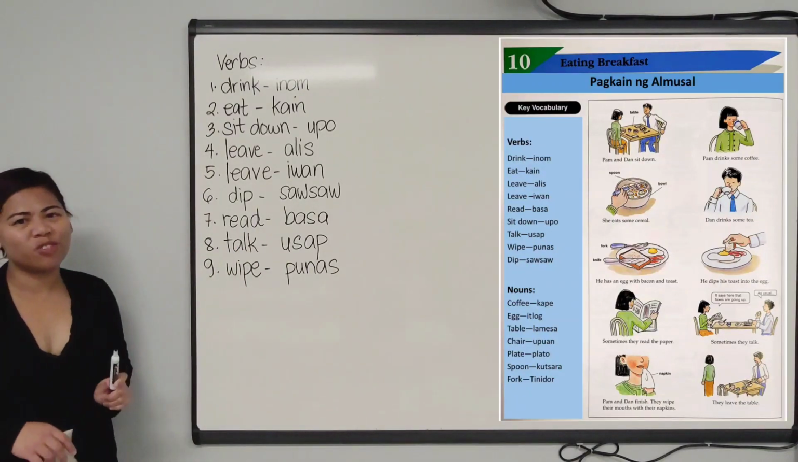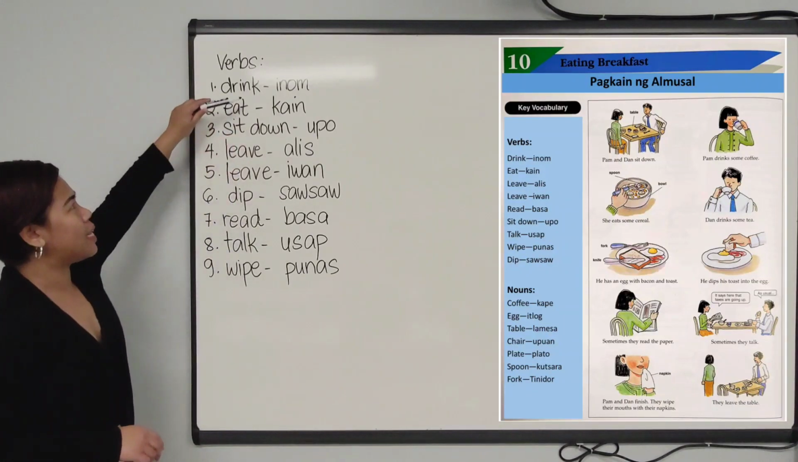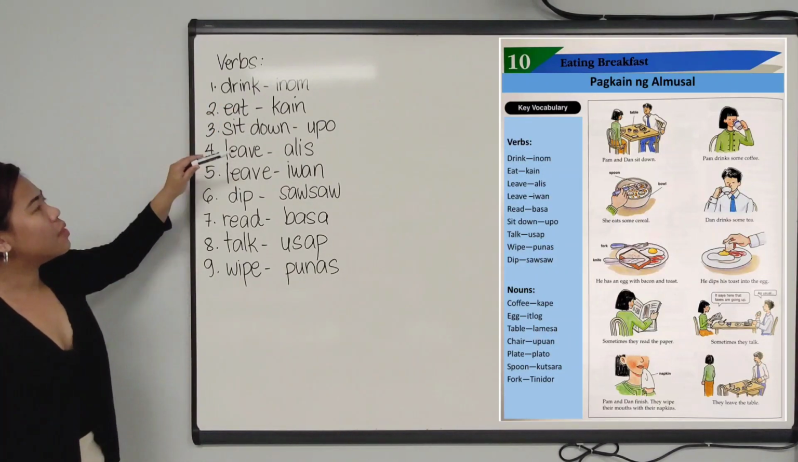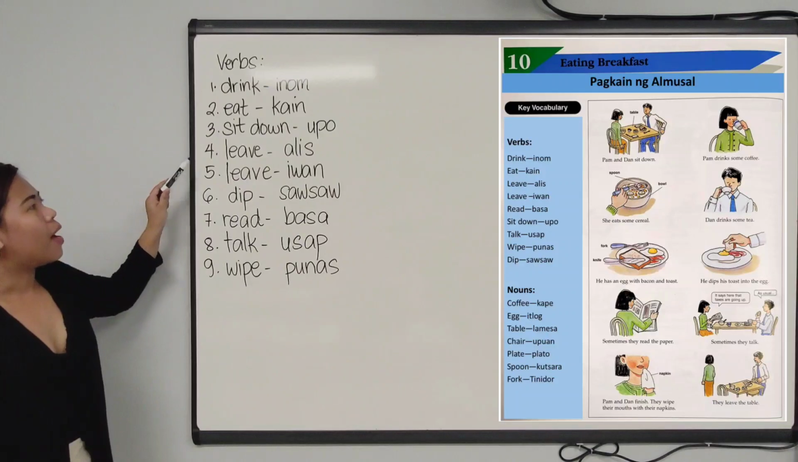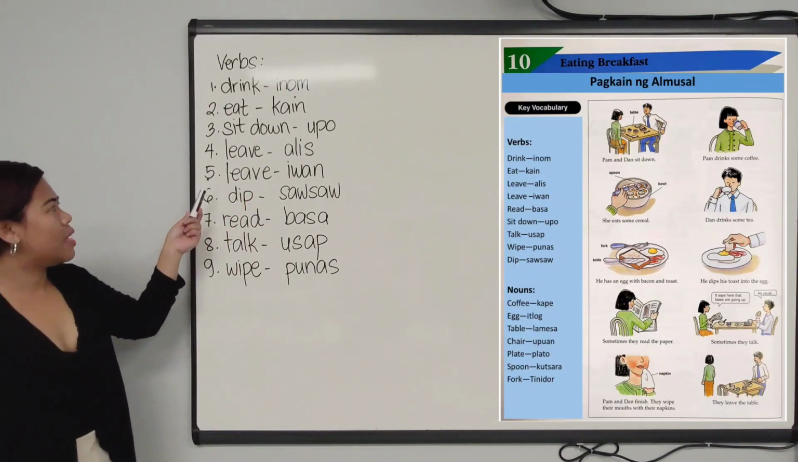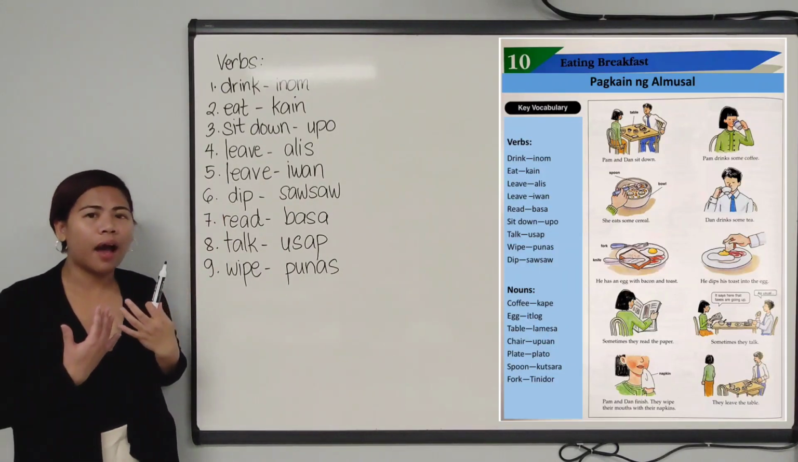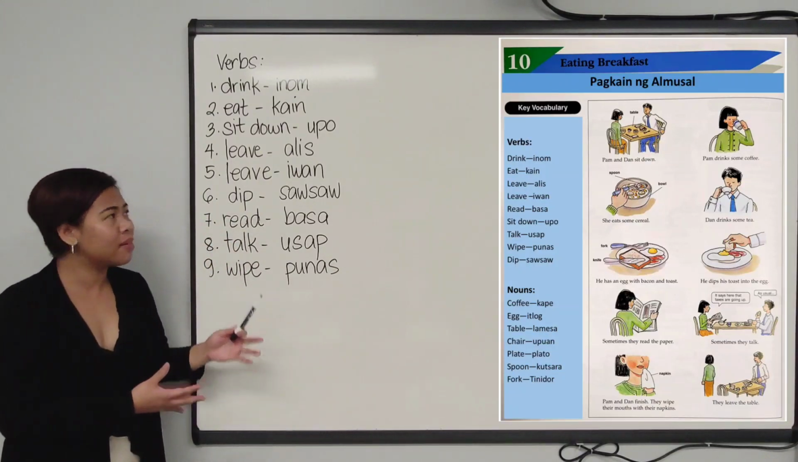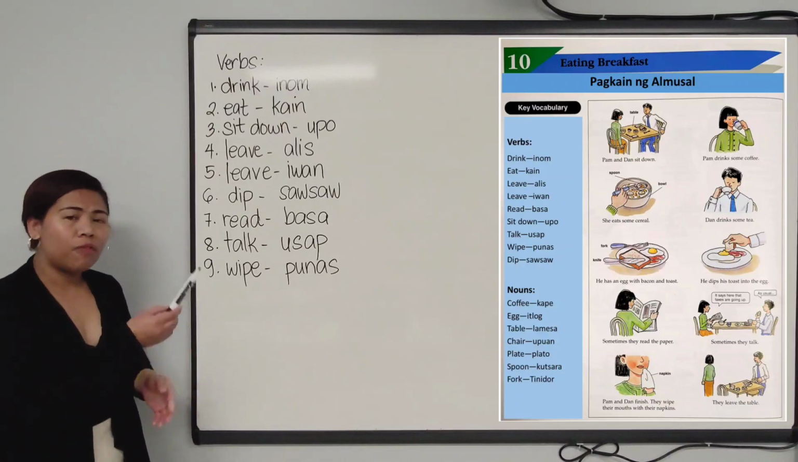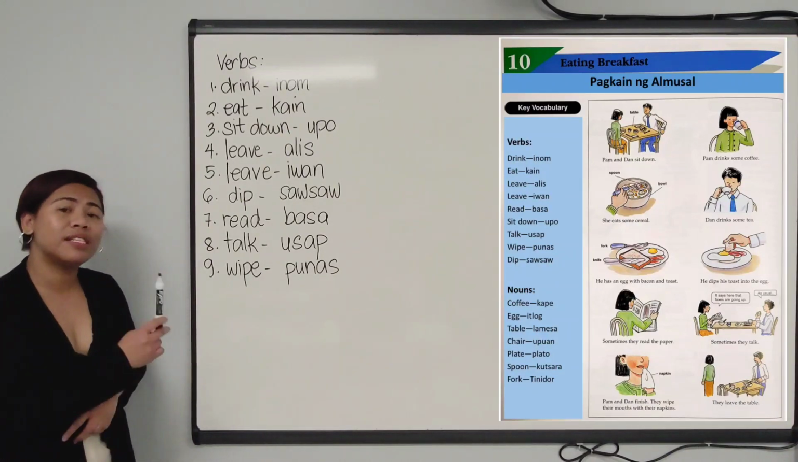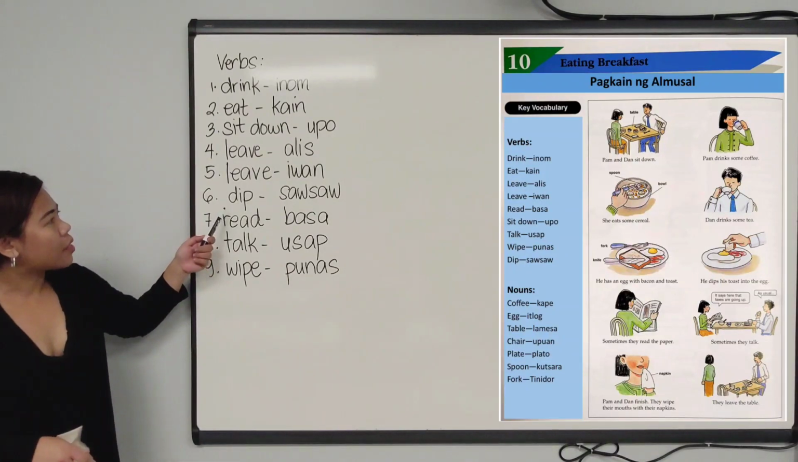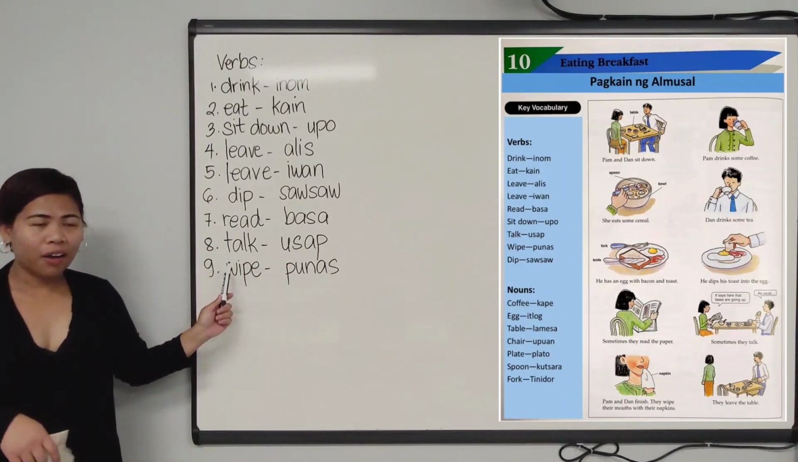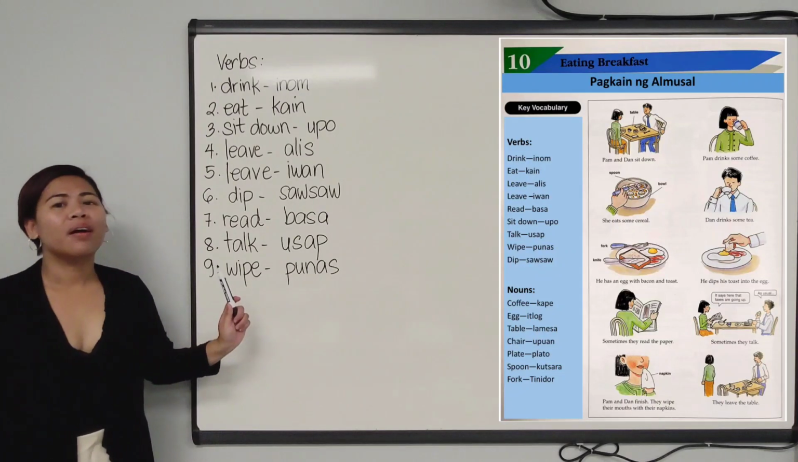So the first one is drink. Drink in Filipino is inom. Okay? Eat, kain. Sit down, upo. Leave, alis. So there are 2 kinds of leave here. Leave when I go somewhere, so I leave, I would say alis. But if I leave something, I would say iwan. So for example, if I leave my pen here, I won't say alis, I would say iwan. Okay? Now, the next one is dip, sawsaw. Read, basa. Talk, usap. And wipe, punas.